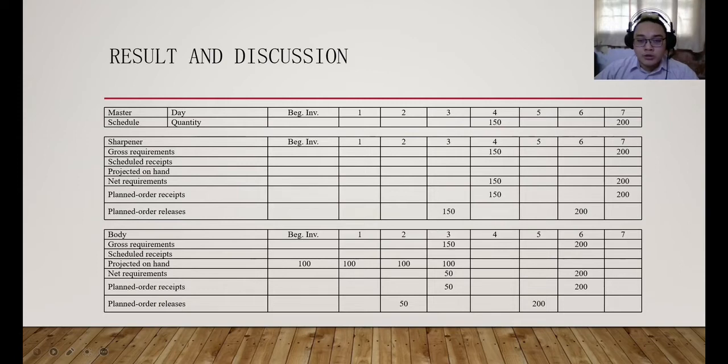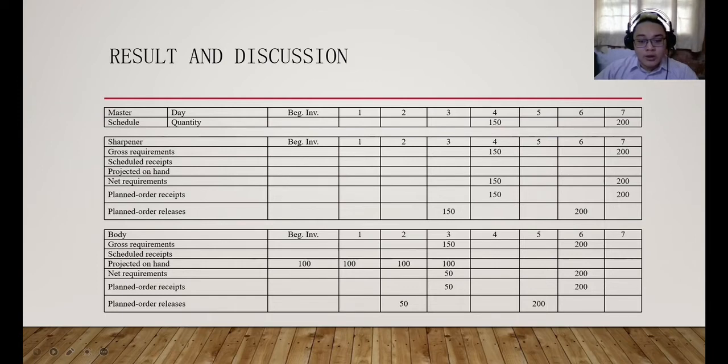According to the master schedule as you see on the screen, the total production for 1 week is 350 units, 150 units at day 4, and 200 units at day 7. The final assembly for the sharpener requires 1 week. Production of the dependent demand starts at day 3 and day 6, which is a requirement that all components have a 1-day lead time.